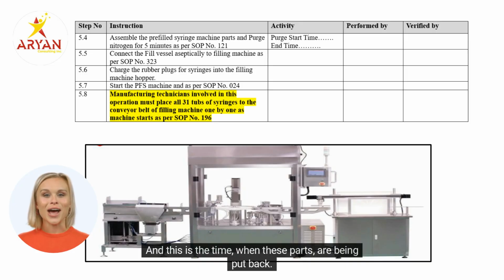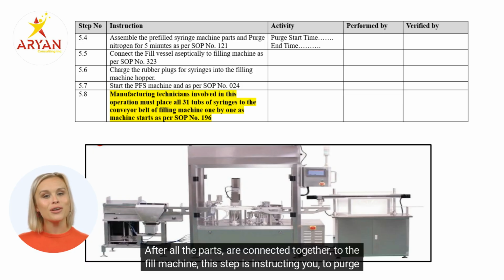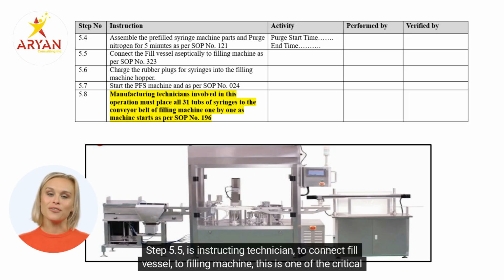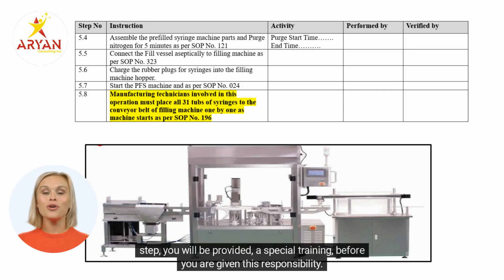And this is the time when these parts are being put back. After all the parts are connected together to the fill machine, this step is instructing you to purge nitrogen through the filling lines. Step 5.5 is instructing the technician to connect the fill vessel to the filling machine. This is one of the critical steps. You will be provided special training before you are given this responsibility.